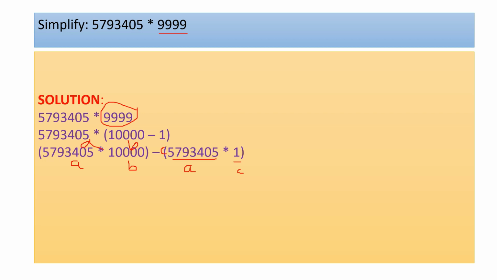On multiplying this value by 10,000 we get 57934050000 minus 5793405. On subtracting these two values, we get 57928256595. This is the answer for the given problem. So first we have to restructure the given equation according to the two formulas, either in the format of A into B plus C or in the format of A into B minus C. Then we can easily find the answer.